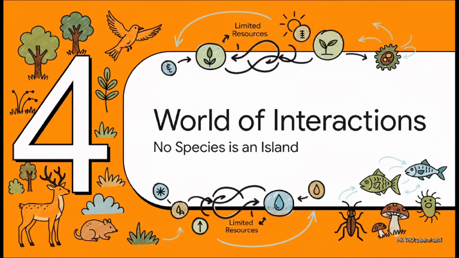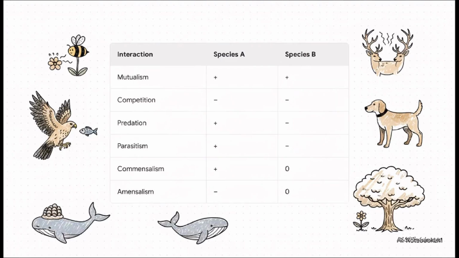So populations are kept in check by resources, but they're also shaped by their neighbors. See, no species lives in a vacuum, and that takes us to the fascinating world of how they all interact with each other. You can actually classify pretty much any interaction between two species with a simple code. A plus sign if it's a benefit, a minus sign if it's harmful, and a 0 if it has no effect at all. Let's look at a few of the big ones.